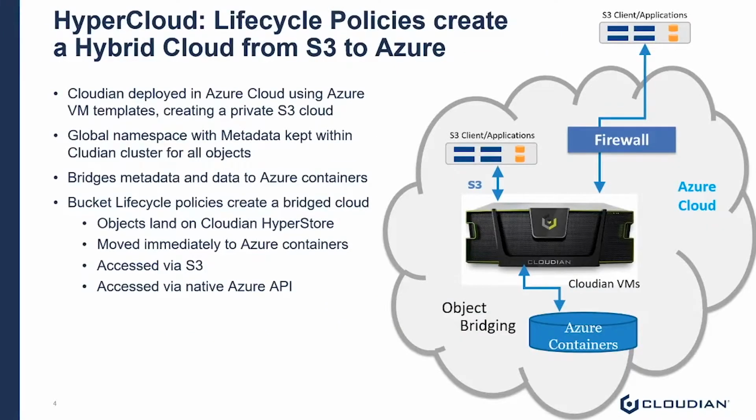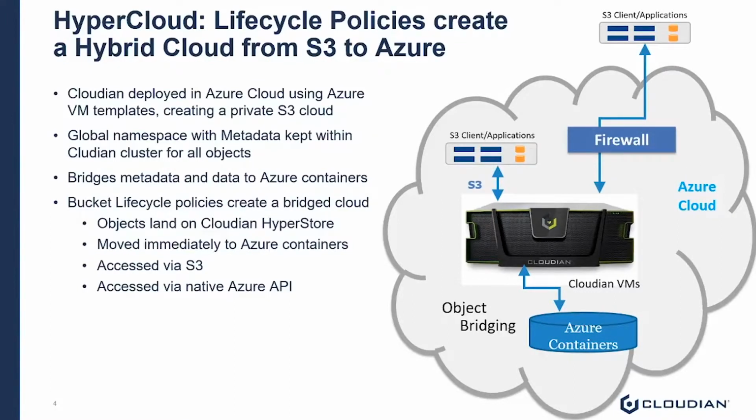So this is how it works. HyperCloud implements lifecycle policies that create a hybrid cloud from S3 to Azure. Cloudian HyperCloud is deployed within the Azure cloud using VM templates. It creates a global namespace with metadata kept within the Cloudian cluster and accessible by S3 clients, either S3 clients from within the Azure cloud, or if using a publicly exposed endpoint, from S3 clients and applications outside the cloud, such as I'm going to do today.